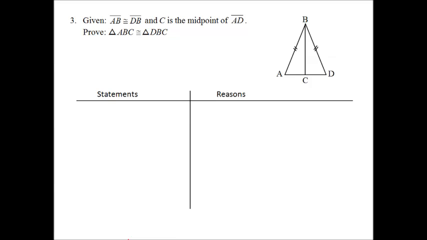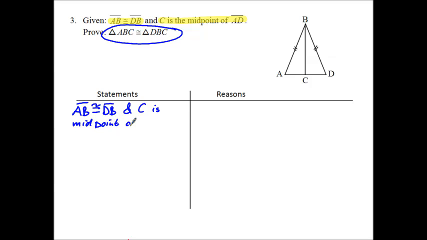Here in this example, we are given that segments AB and DB are congruent, and C is the midpoint of AD. And again, we're supposed to prove that triangle ABC is congruent to triangle DBC. Let's, as usual, write down the things that were given to us. We were given that segment AB is congruent to segment DB, and that C is the midpoint of AD. Those things were given to us. We don't have to find any other reasons why they would be true.